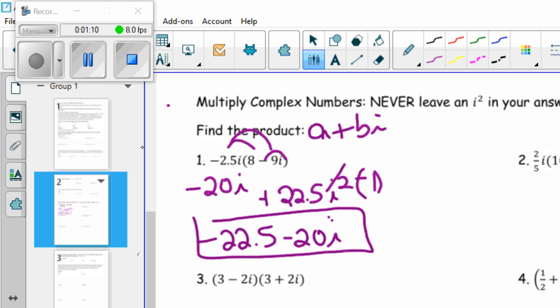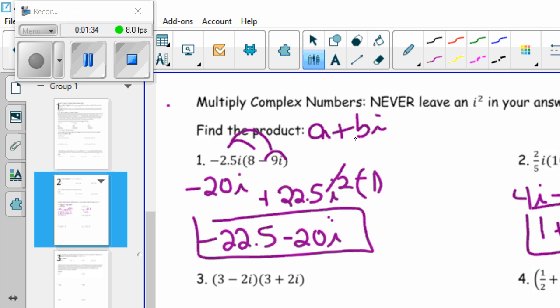The second one, we're going to do the same thing, distribute the 2/5 i. So 2/5 i times 10, that's going to simplify to 4i. 2/5 i times negative 5/2 i, the 2/5 and 5/2 cancel each other out, and I'm left with minus i squared. Again, the i squared becomes -1. I have a minus -1, which turns to +1. So I end up with 1 plus 4i.